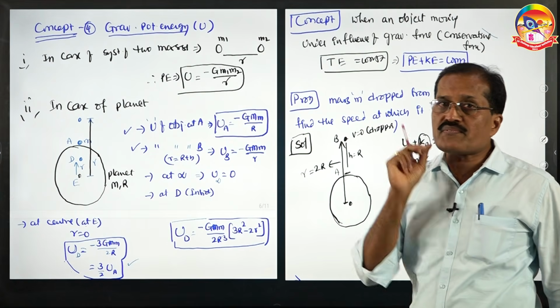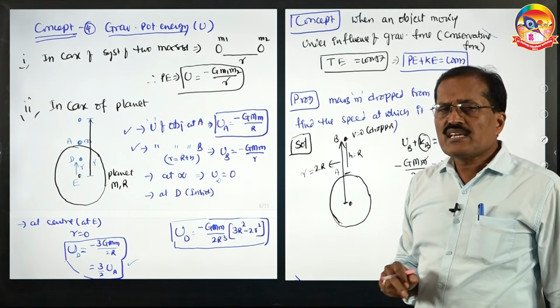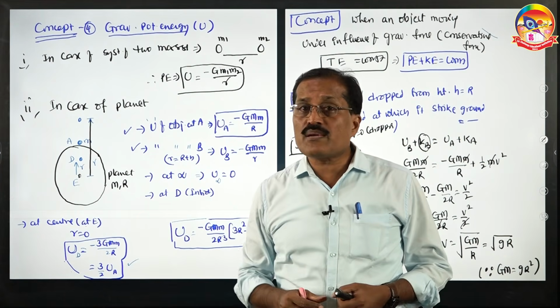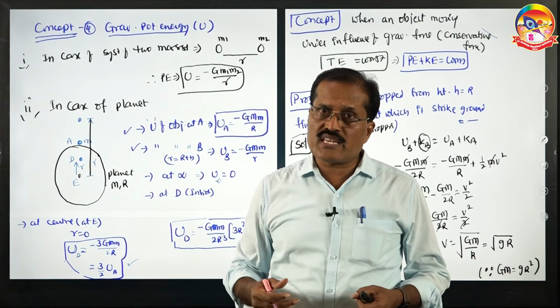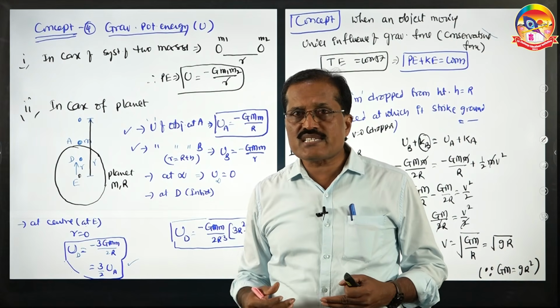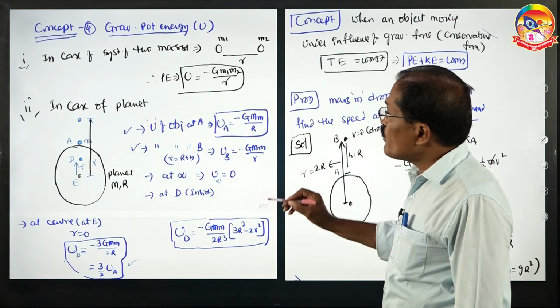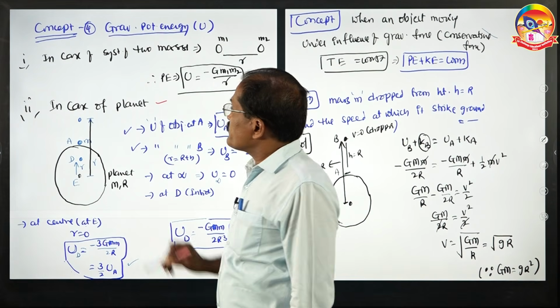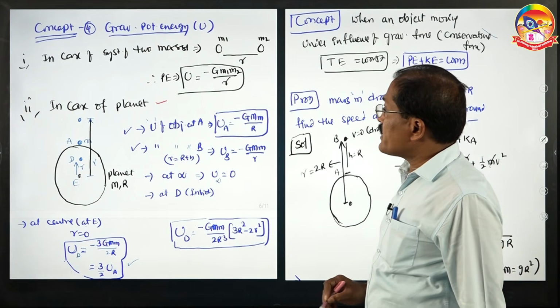This is the potential energy between a system of two masses. If any number of pairs are given, the same amount of force will be there accordingly, and potential energy also will be there. Now, in case of planets, let us take that here.